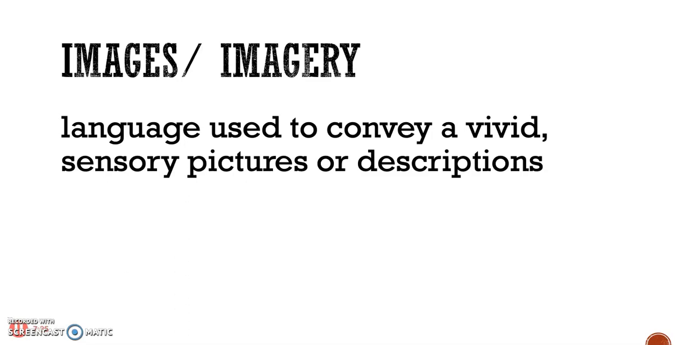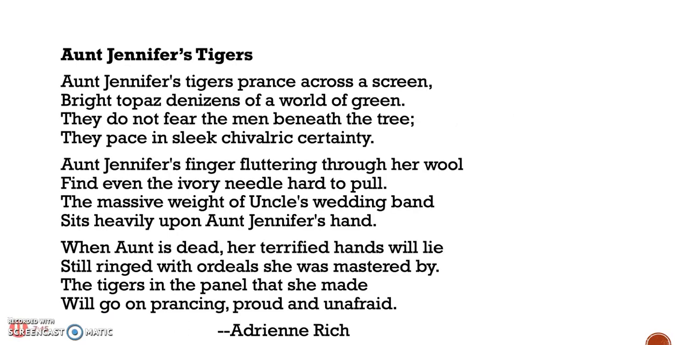Next, we have images or imagery, language used to convey a vivid sensory picture or description. Often these rely on the five senses. So in the poem, we have all kinds of images. We could say pacing in sleek chivalric certainty is something we can imagine seeing. Her fingers fluttering, we could say that that's feel. The ivory needle is hard to pull. We can see the resistance. The wedding band sits heavily. So we get all of these different images, these things that we can imagine in a vivid way, all throughout the poem. Lots and lots of examples of images.